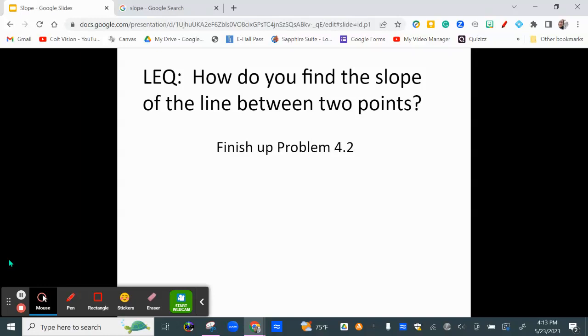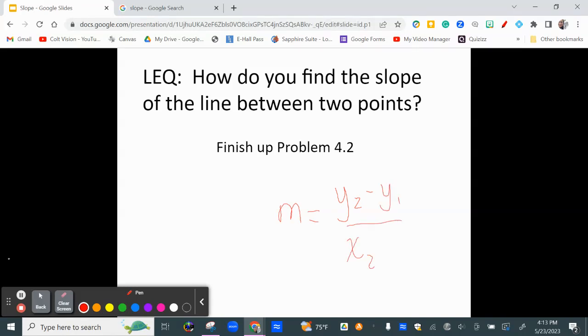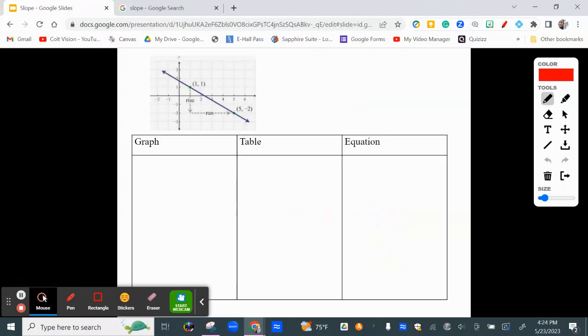Before we get to how to do that, in a little bit we're going to be using the slope-intercept form. To find slope, we're going to do y2 minus y1 over x2 minus x1, and we'll be getting to that formula in a little bit. But before we do that, let's look back at finding slope in a graph, a table, and an equation.